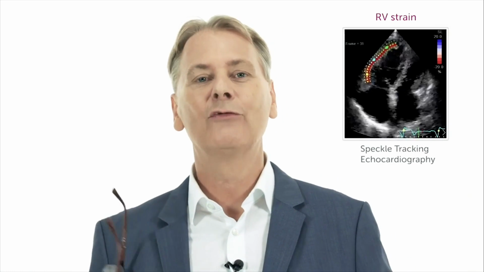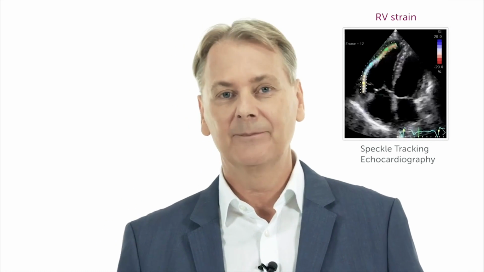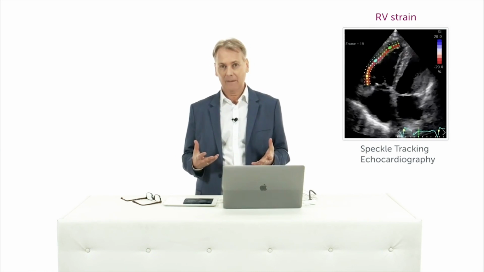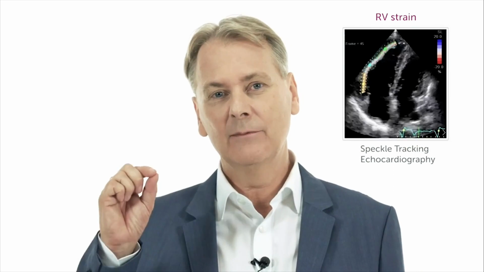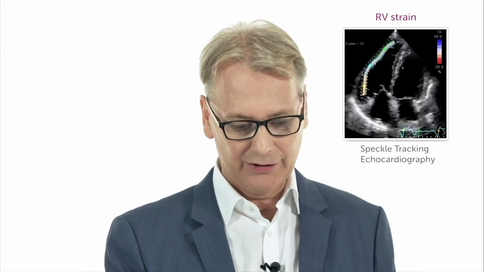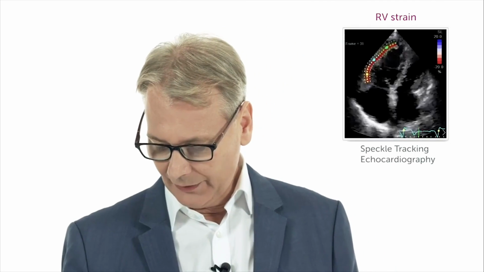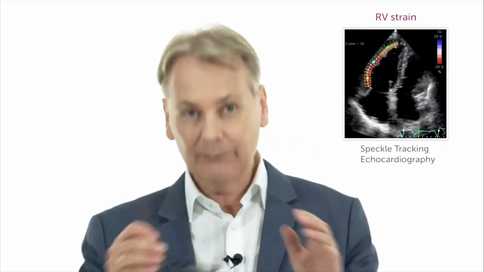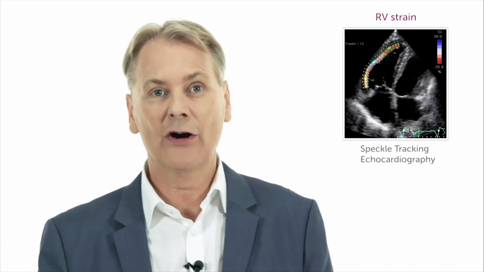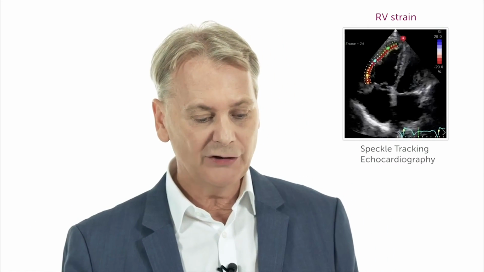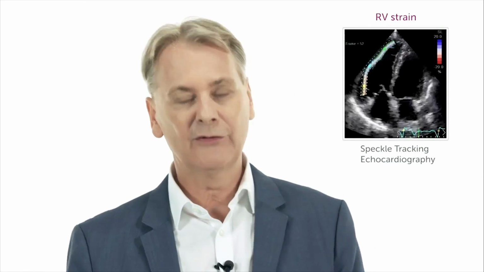The parameter I want to show you is my favorite parameter, right ventricular strain. What is it? Well, basically, we're using a technology which is called speckle tracking. Here we are tracking the motion of these bright little echoes that you see throughout the entire myocardium here. And with this, you're able to actually look at the percentage shortening of the myocardium.